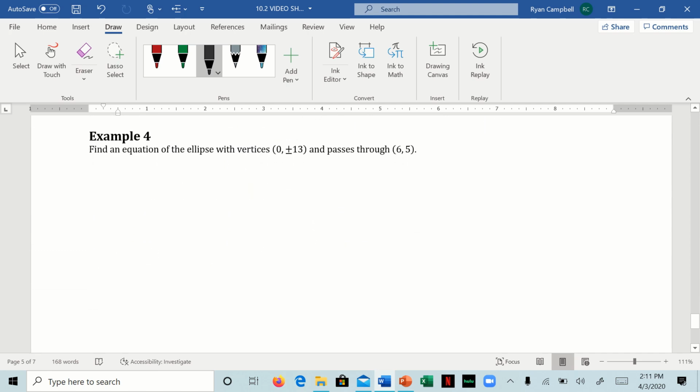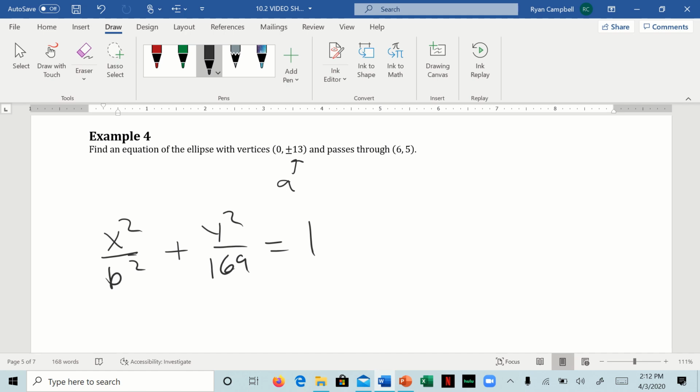All right, this time, find the ellipse with the vertices at plus or minus 13 that passes through 6, 5. So we see this time, vertices, we think of the letter A. A is the only thing that's changed in this is the y value, right? So we're going to see it's x squared over b squared plus y squared over a squared equals 1. And we can actually already solve for the a squared, right? That's going to be 13 squared, which is 169. So now we just got to figure out what b squared is.